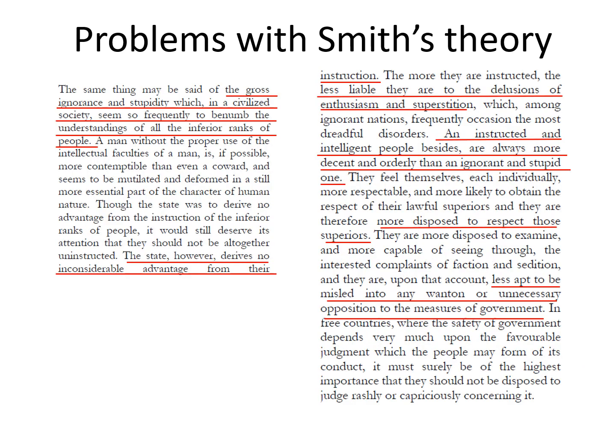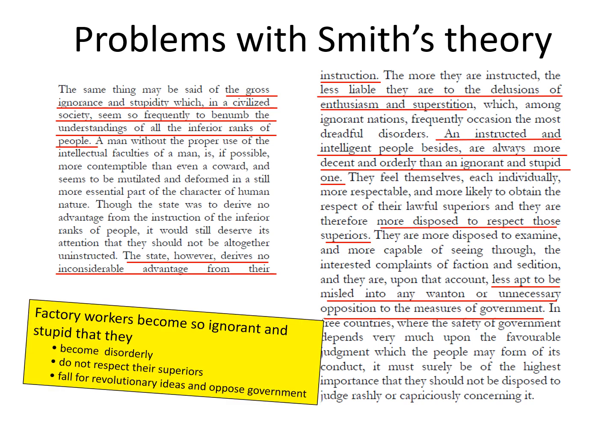And Smith also argues that because factory workers become so stupid and ignorant, they're liable to a lot of problems. They're liable, as he said, to the delusions of enthusiasm and superstition. In other words, people will come to them and tell them that the government is horrible and that their superiors are horrible. So they become disorderly, they don't respect their superiors, and they fall for revolutionary ideas. So in other words, these factory workers in their condition of work, if there's complete freedom in society, may end up becoming a revolutionary force.